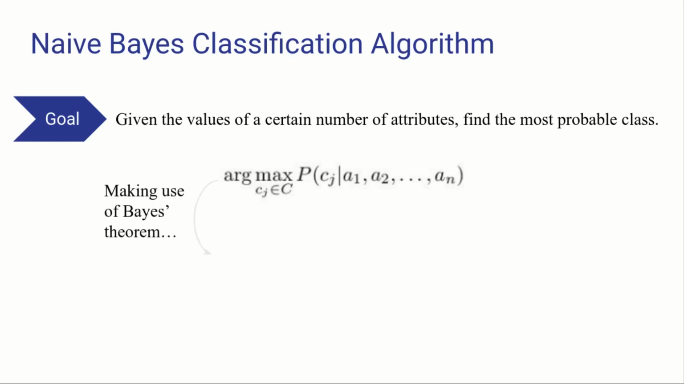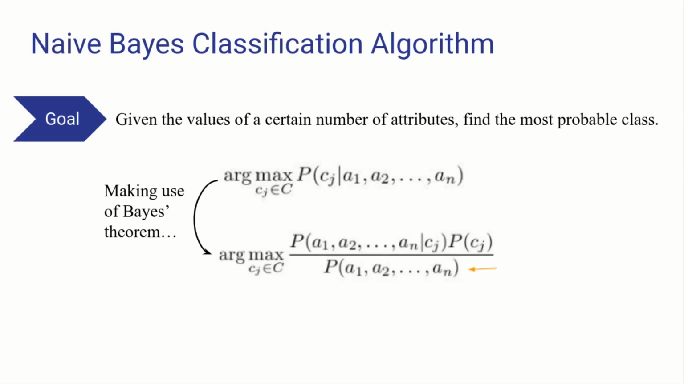Since the probability of an attribute to have a certain value is constant for all classes, we can just ignore it. And therefore, the class which maximizes the value of this expression is the most probable class, and the result of our prediction or classification.